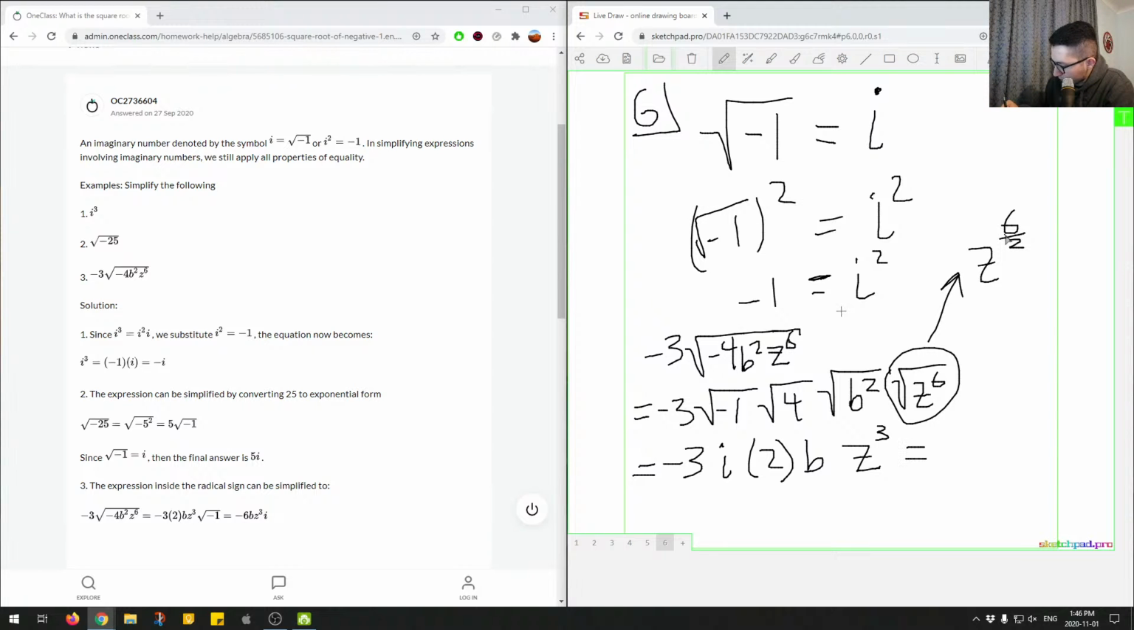So adding all the terms together, we'll combine the negative 3 and 2, and we end up with negative 6 bz cubed i.